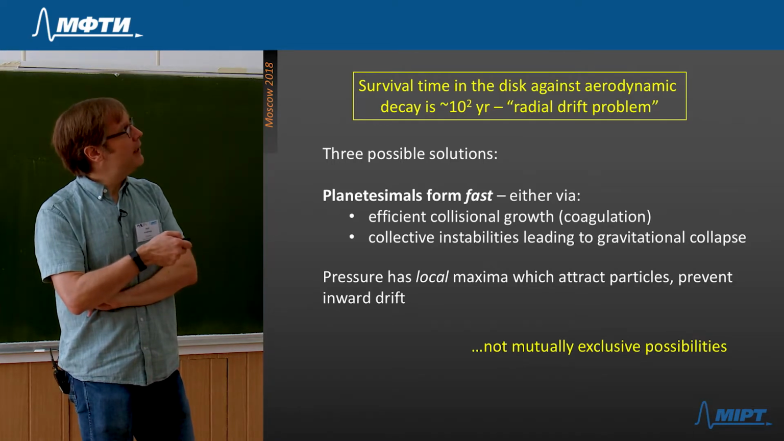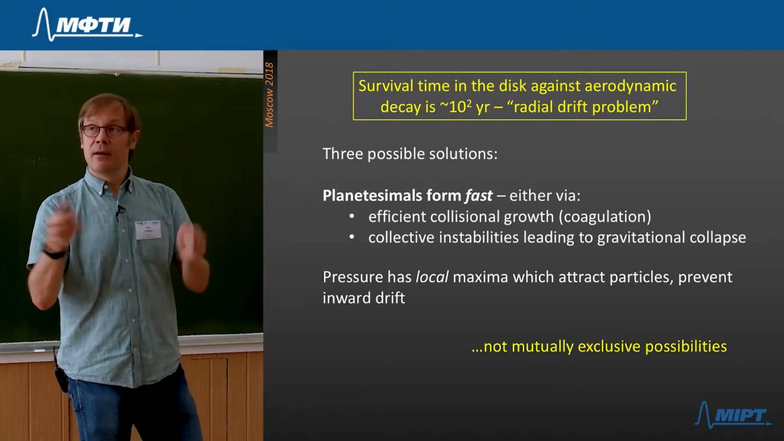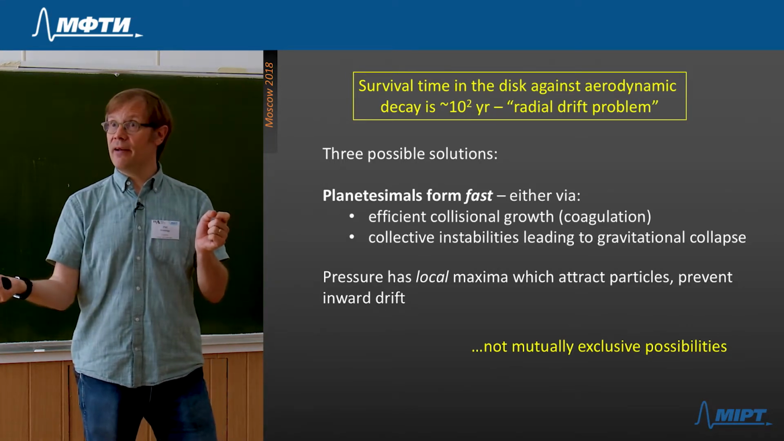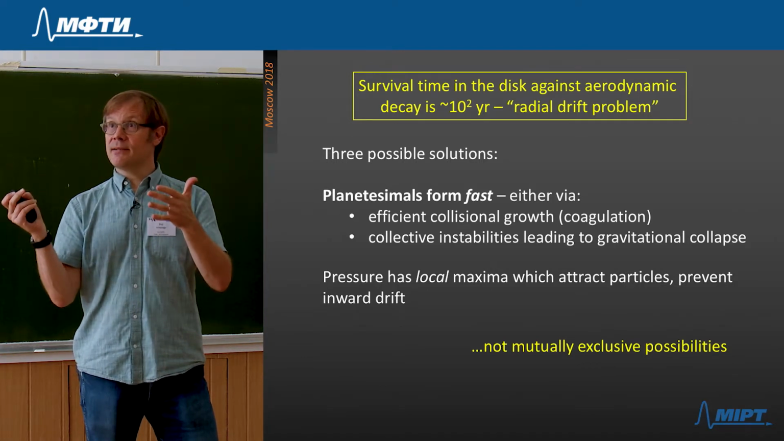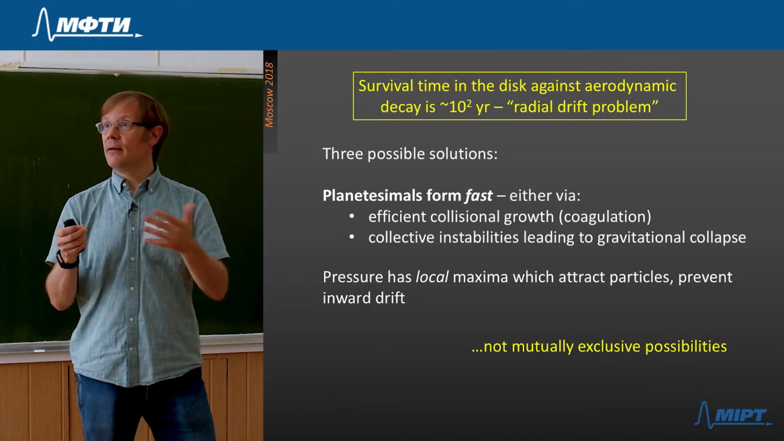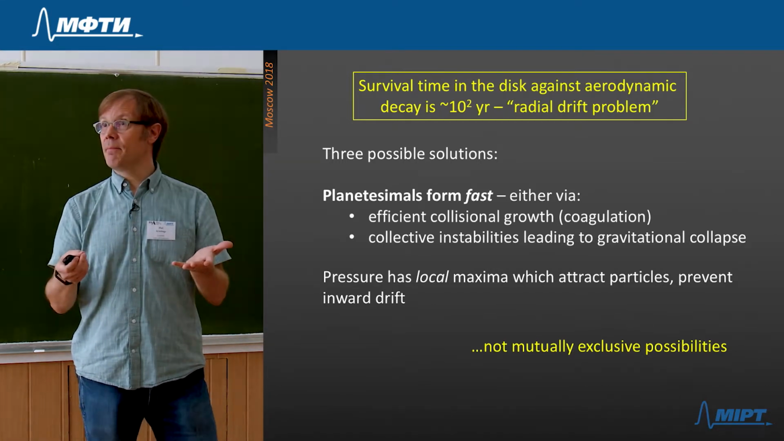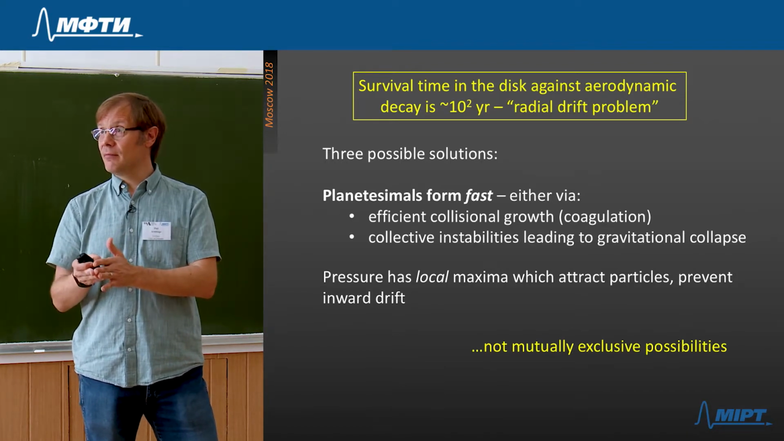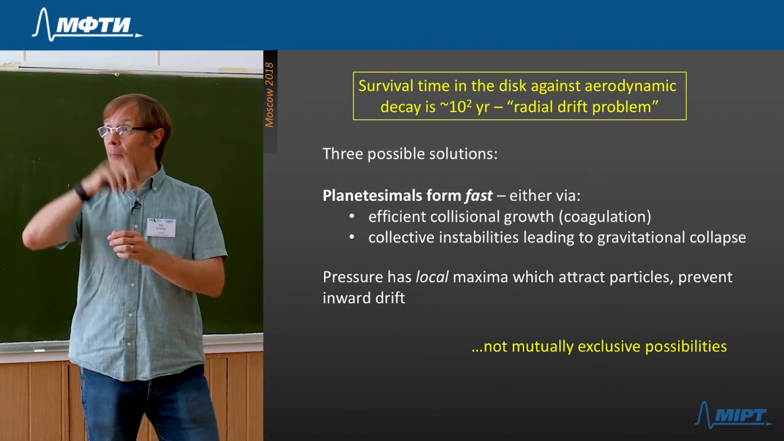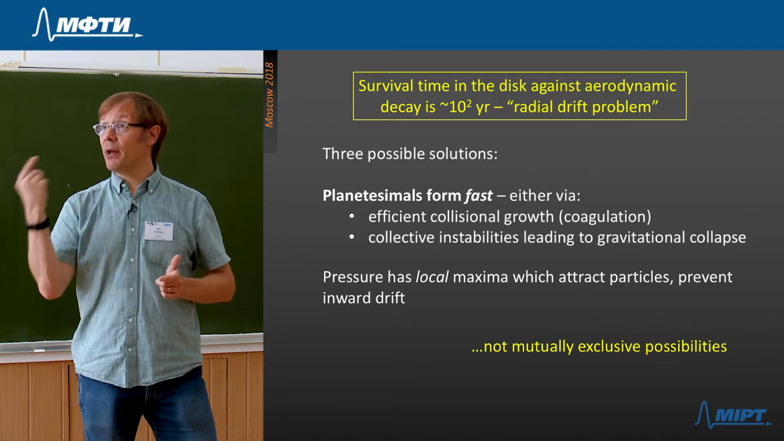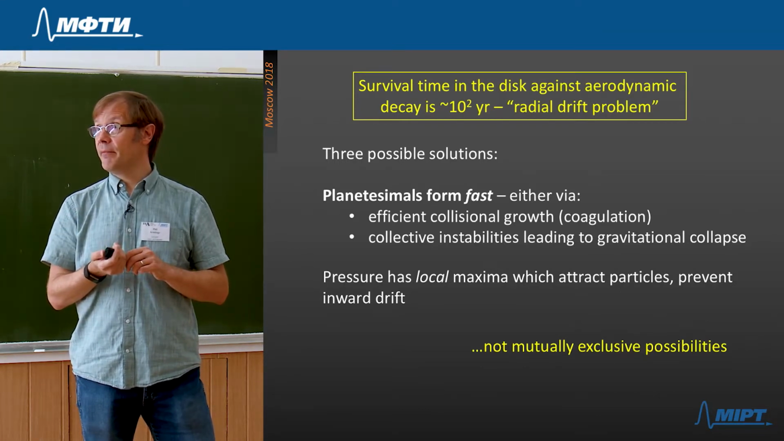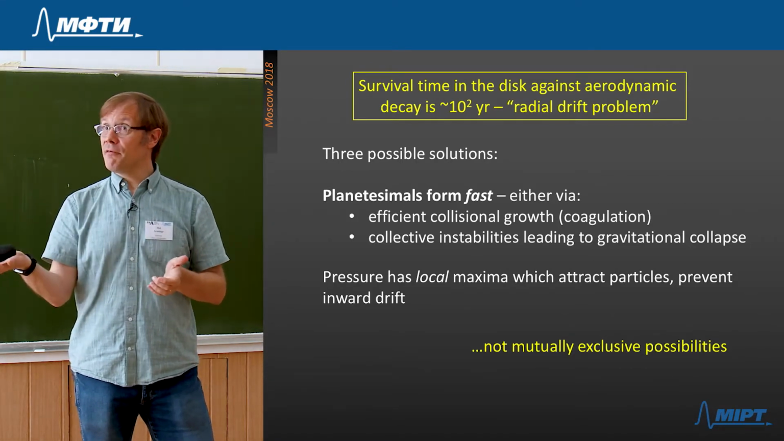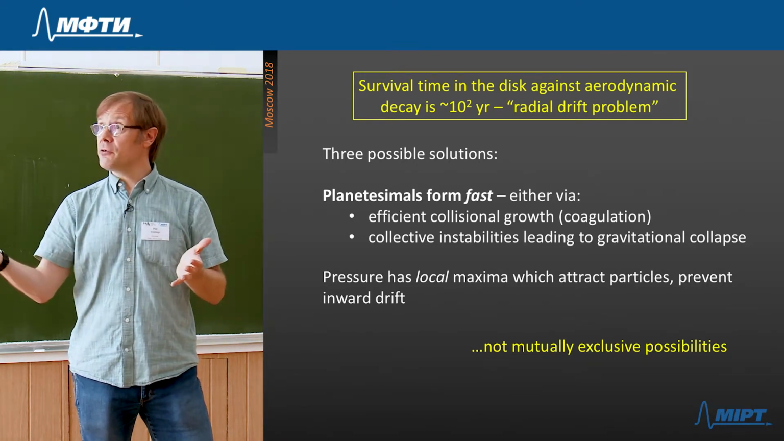Now, there's another possibility. This radial drift occurs because the pressure is highest in the middle of the disk and lowest in the outside. So there's a pressure gradient, which means that the gas is going slower than the Keplerian speed, and so objects feel this headwind. Suppose locally we had a pressure maximum in the disk. In some places within that pressure maximum, the gas would actually be going faster than the Keplerian speed. And in that case, the whole argument I've given for why the particles would drift inwards would be reversed, and the particles would drift outwards.